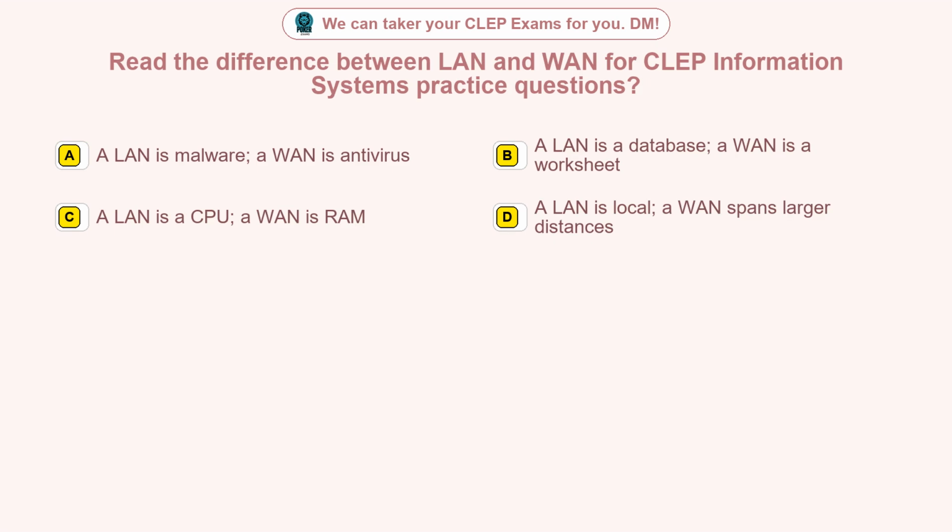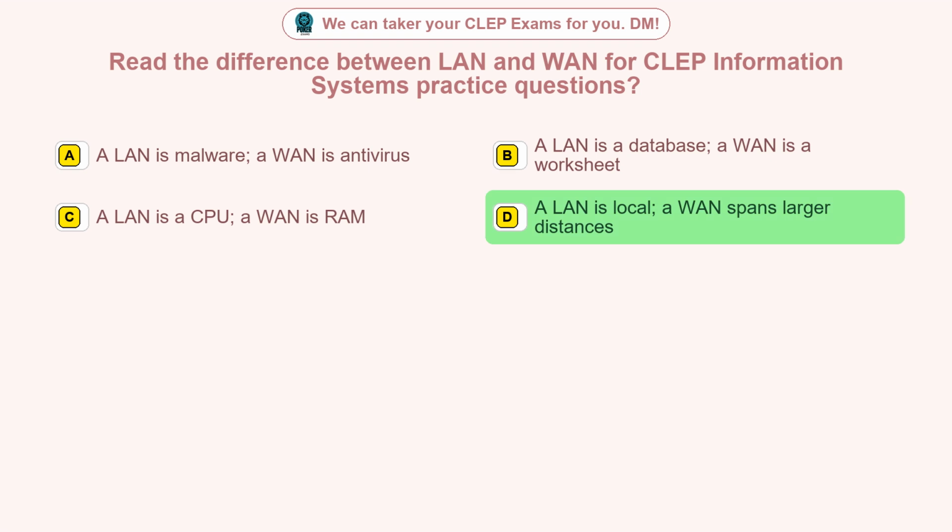Question 57. Read the difference between LAN and WAN for CLEP Information Systems practice questions. Option A. A LAN is malware, a WAN is antivirus. Option B. A LAN is a database, a WAN is a worksheet. Option C. A LAN is a CPU, a WAN is RAM. Option D. A LAN is local, a WAN spans larger distances. The correct answer is option D.